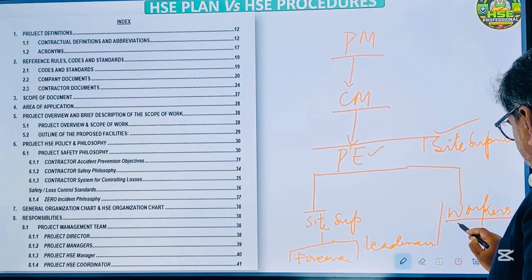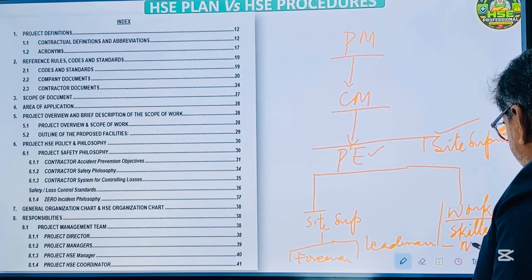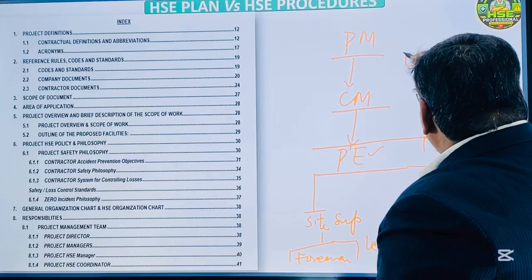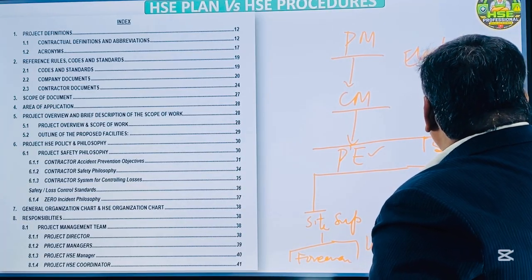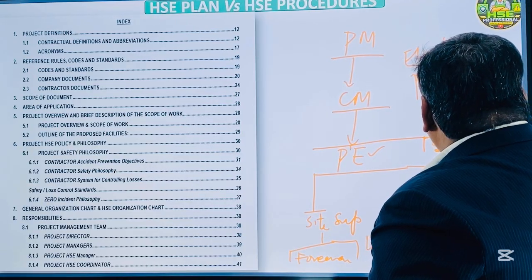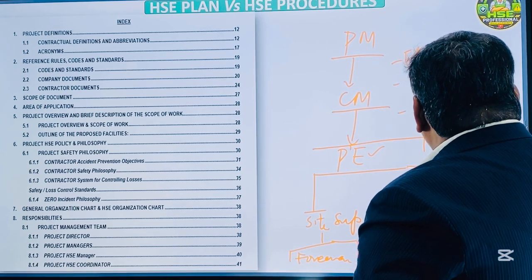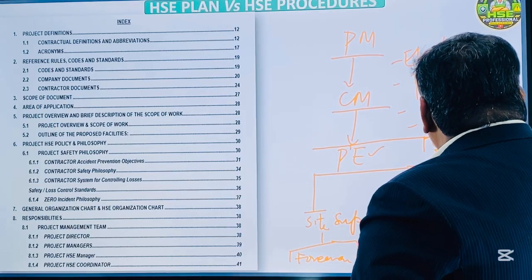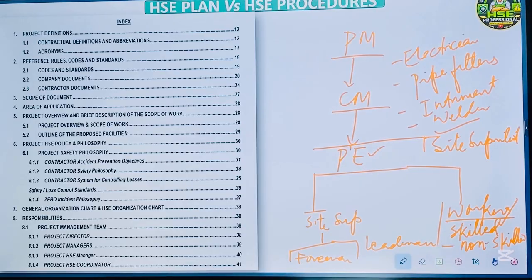Workers are of two types: skilled and non-skilled. Non-skilled like laborers. Skilled are like electrician, pipe fitter, instrument technician, welders. These all are skilled persons.